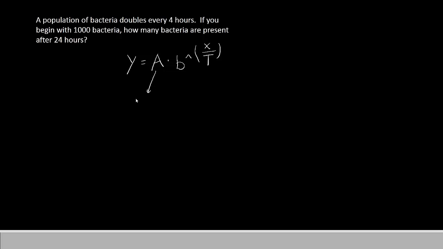The A represents the initial value. If we read the question, it says we begin with 1,000 bacteria. That's going to be our initial value. Now the B represents the base, the number underneath the exponent. The base describes what's happening to the function.